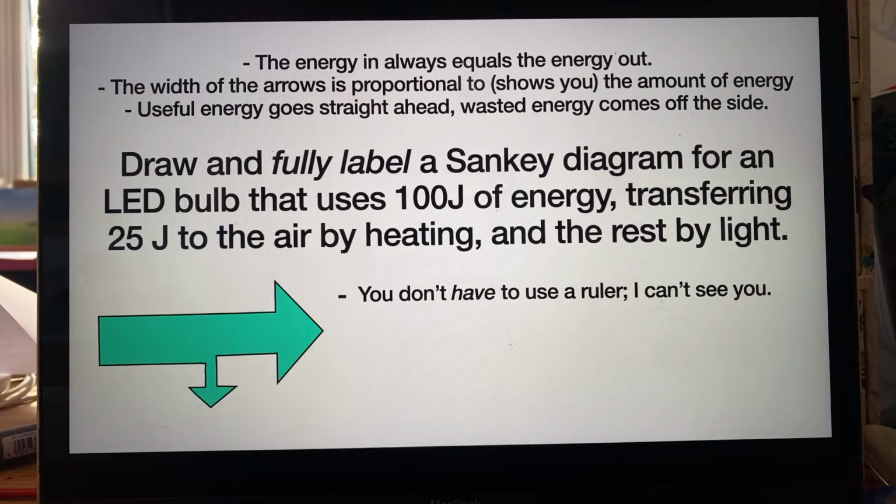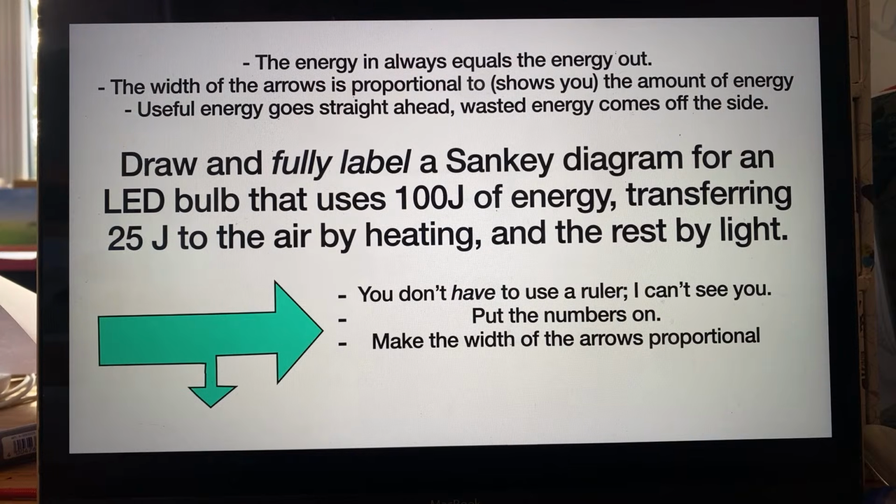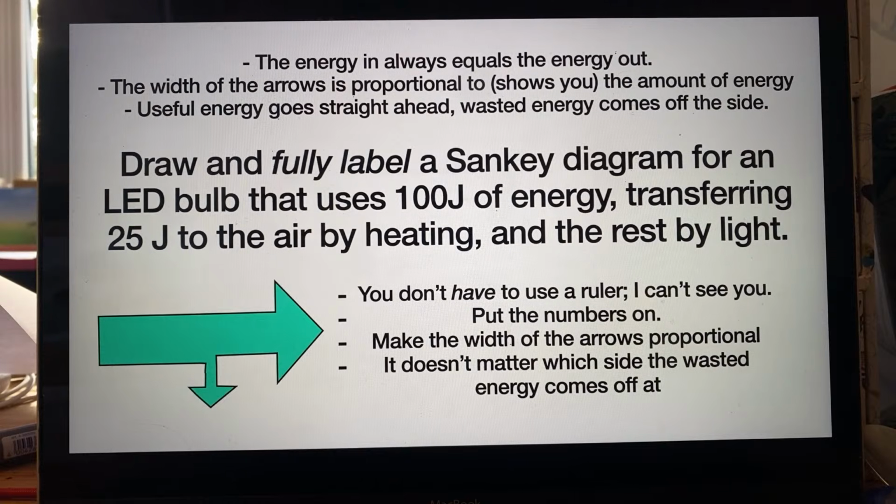Questions which my children in my classroom would have asked me years ago? No, you don't have to use a ruler, I suppose. I can't see you. I will be using the edge of a CD case. Yeah, you do have to put the numbers on. That's what fully label means. Please do that. Make sure you make the width of the arrows proportional, please, as well. And it doesn't matter which side the wasted energy comes off. The wasted energy could come off the top or the bottom. As long as it's not coming off straight ahead, then you're fine. Okay, shall I do this as well?